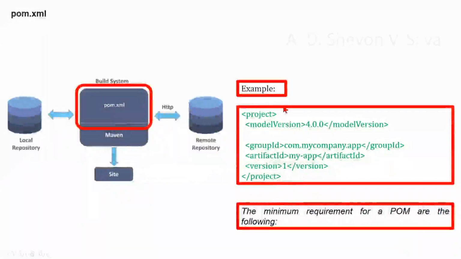Now as an example, we can consider the minimum requirements for a POM. The minimum requirements for a POM are the following: project root, model version should be set to 4.0.0 with this version, group ID, the ID of the project's group, artifact ID, the ID of the artifact project, version, the version of the artifact under the specified group.